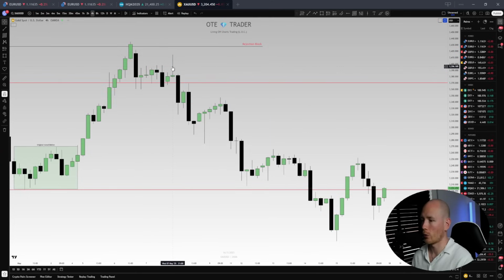Now, how do we pick the right range? Obviously, a higher time frame key level, and we want to wait for price to bottom out and form a swing low. So we have a swing low here and a swing high here, right? So this is our first range.